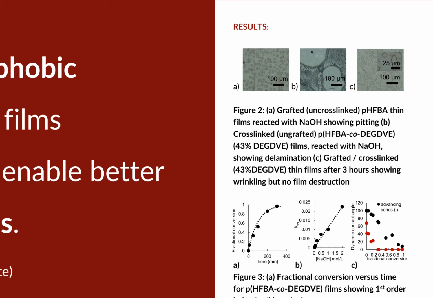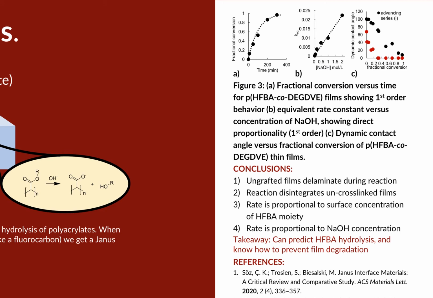Figure 2c shows that even after 3 hours in solution, the grafted and cross-linked films did not degrade, but did show some wrinkling. The wrinkling may have been caused by swelling of the hydrolyzed polymer, and it's not a problem for most applications. Figure 3a, moving on, shows the fractional conversion over time, showing that the hydrolysis follows a first-order behavior in the surface concentration of HFBA functionality. In other words, the rate of hydrolysis is proportional to the number of HFBA moieties at the surface.